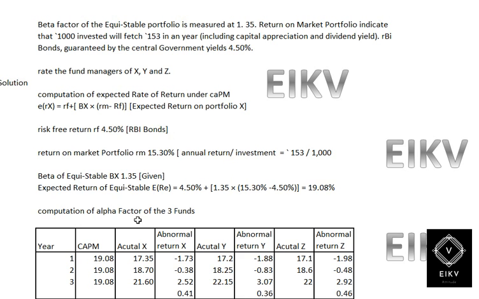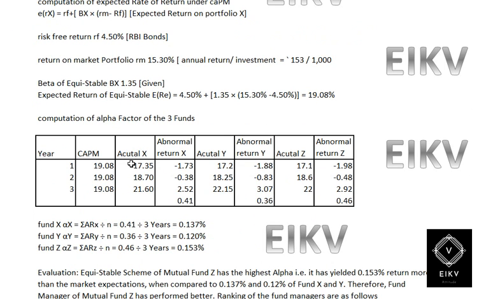Now we can compute the alpha factor. In the table we have the first column as year 1, 2, 3, and then we have the CAPM return as 19.08. Then the actual return of X would be 17.35, 18.7 and 21.56. So we deduct CAPM from actual, that is actual minus CAPM.